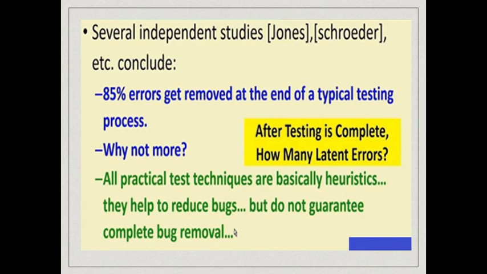Let us assume that you have tested one software very thoroughly, and let's say a developing organization developed a large software and then tested it very thoroughly using the available techniques. How many errors will survive after all the testing activities are over and success reports for all the tests have been obtained? Several studies have been undertaken on this issue, and they conclude that a typical testing process removes 85% of the errors and 15% continue to stay, and those are called latent errors.